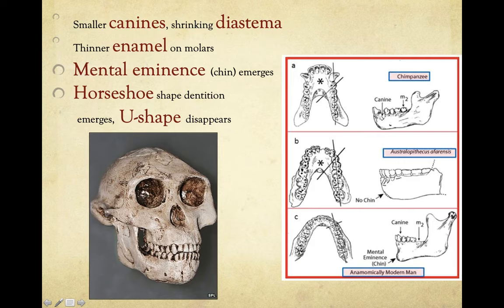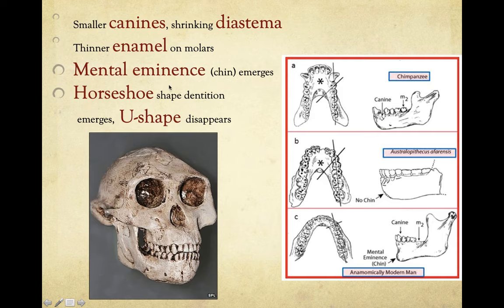Mental eminence, or the fancy name for a chin, emerges. So you can see here in the chimpanzee, there's no chin. Even in this early Lucy or Australopithecus afarensis, there's no chin. But amongst Homo sapiens, there is a chin. And actually, we're the only ones with a chin. The purpose of the chin is not necessarily all that clear, except for possibly it's the result of a flattening face. But we don't really know why chins emerged.